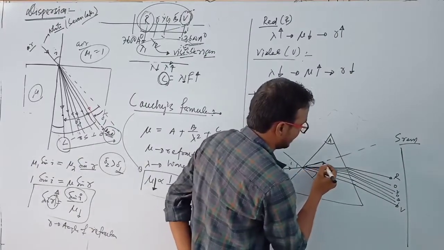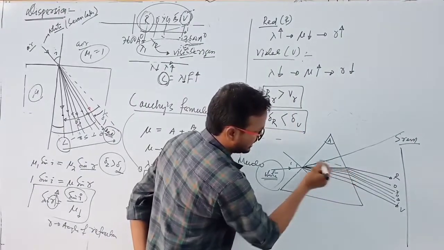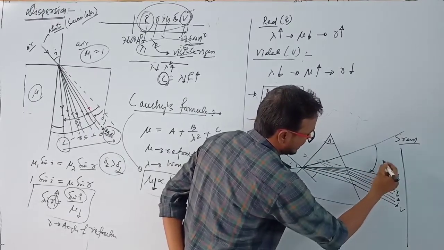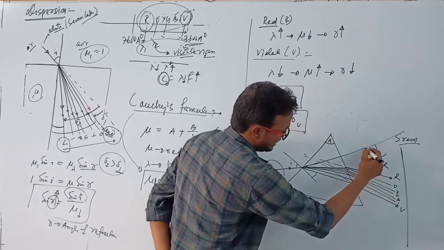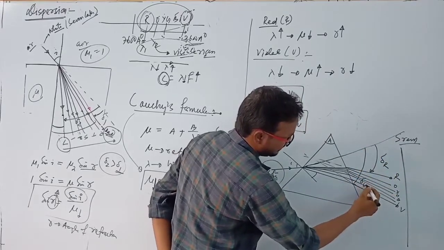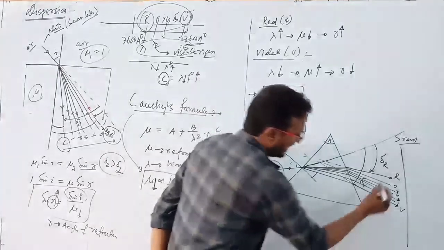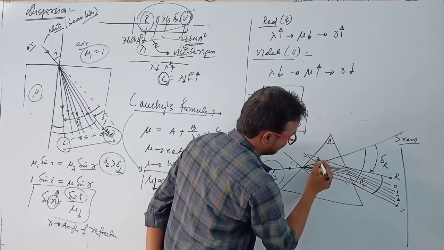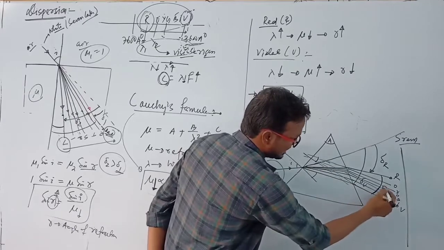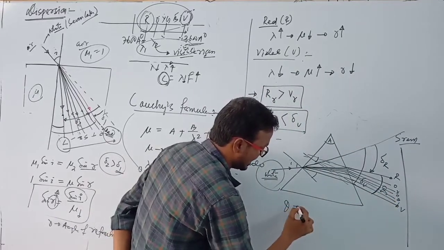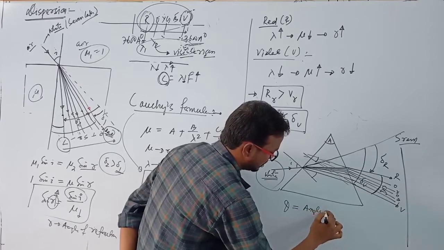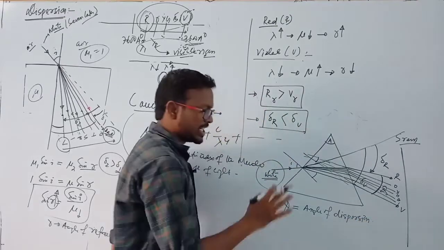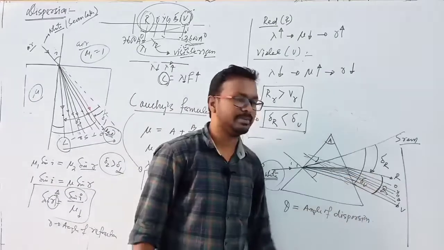And this is the initial direction, and if we take it here, then all the rays meet at a point. This angle is known as the angle of deviation of R, and this total angle is the angle of deviation of violet, V, here. Clear? And this angle, which appears to meet at this point, is known as theta, and theta is known as the angle of dispersion.